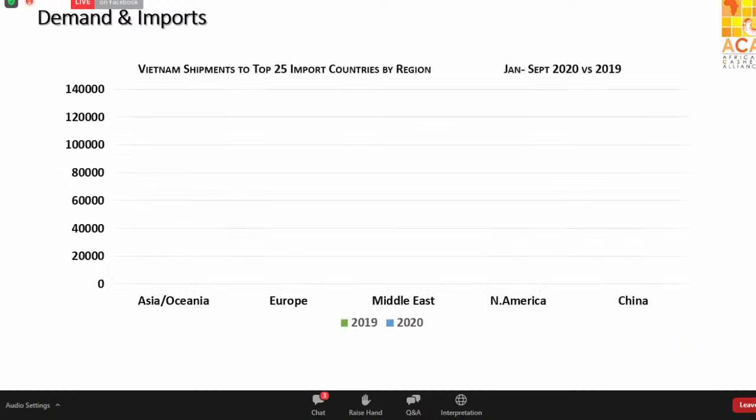I took a basket to give us some idea of the general global trend in demand. I took a basket of the 25 top import countries from Vietnam. So in order that we have the most up-to-date information, we look at shipment information. Shipment information is always ahead of import information. So we looked at the 25 top import countries, and we broke them into the 5 regions.